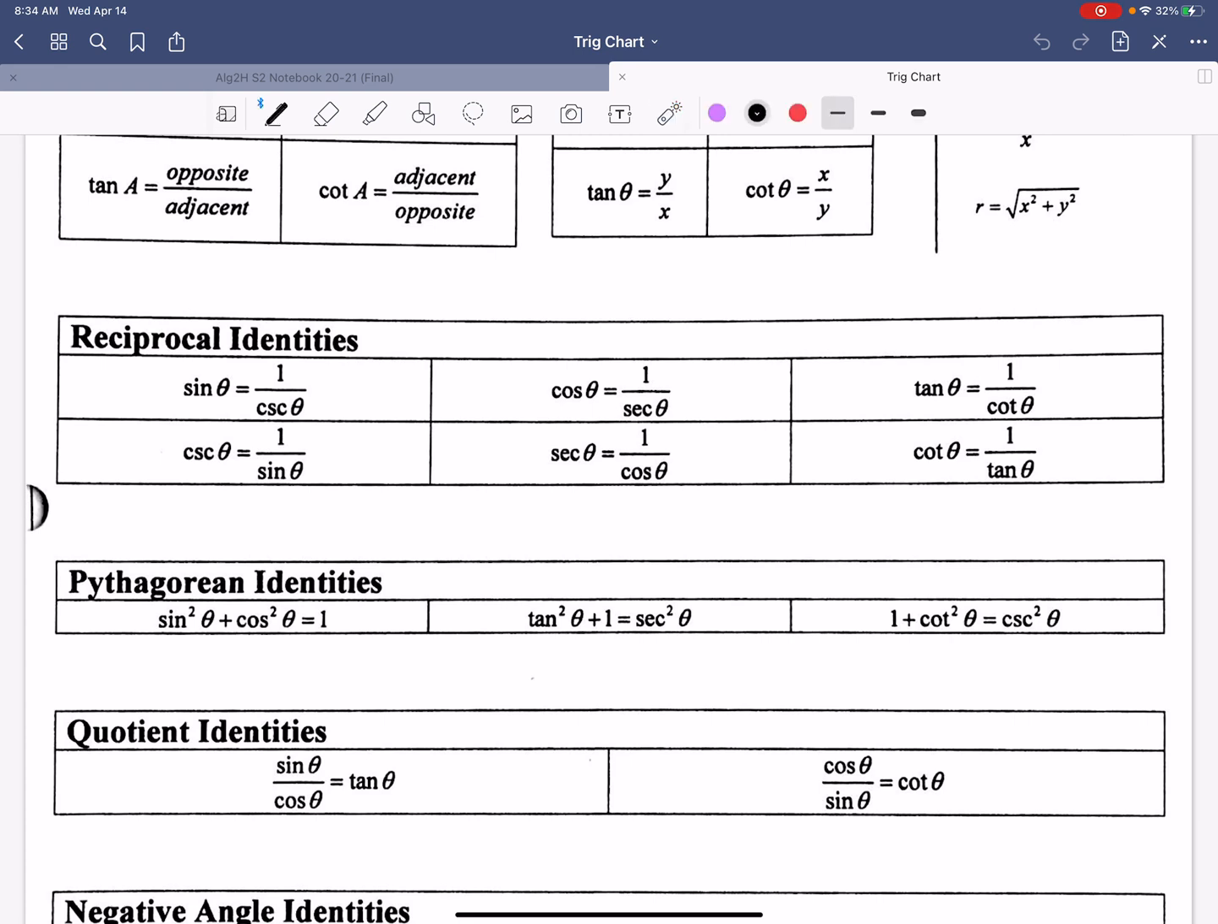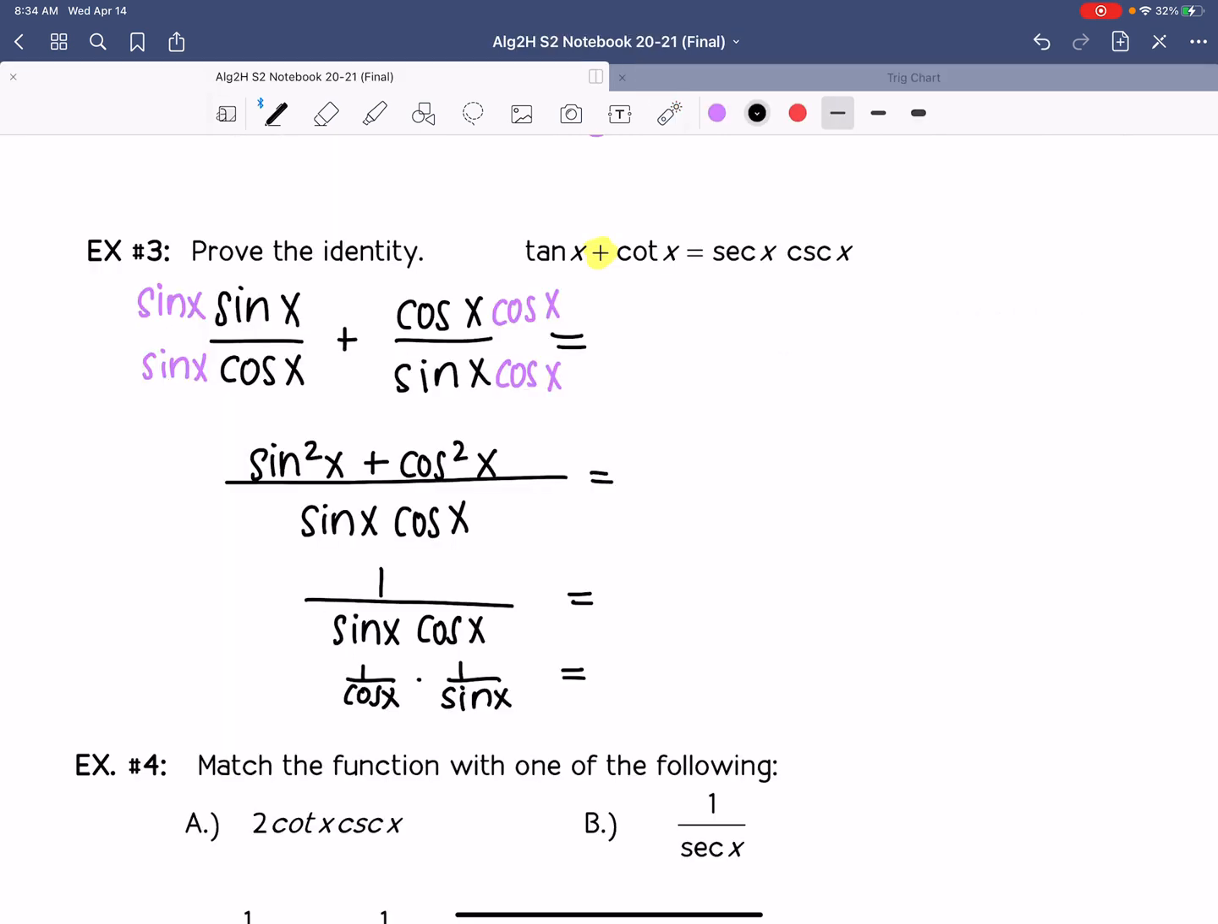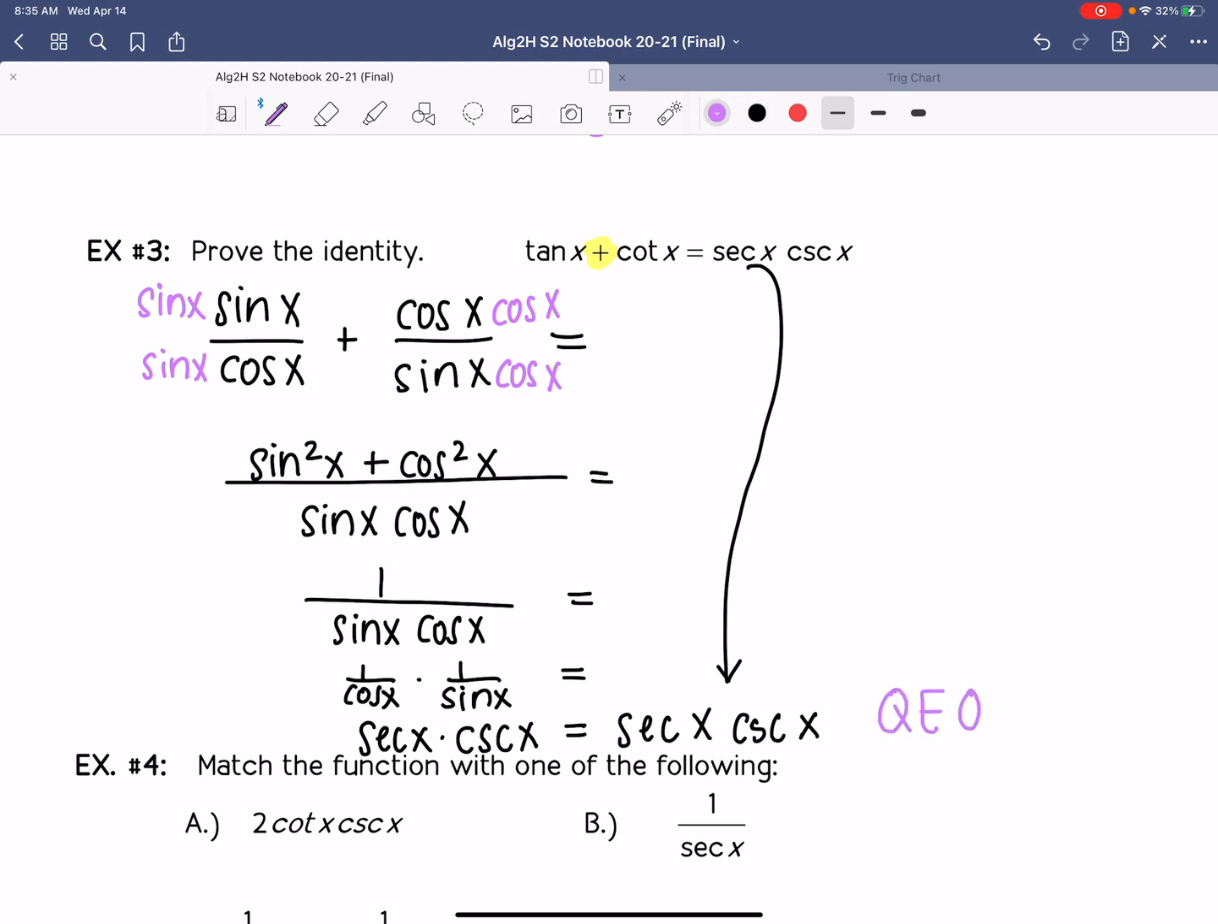So now I can replace those. So 1 over cosine is secant. So secant x times 1 over sine, cosecant x, which is equal to secant x times cosecant x. So I just proved that this left side is in fact equal to the right side. So again, when we have proved this, we put QED, which means to prove. I have completed this proof. I proved it. I demonstrated that they are the same.